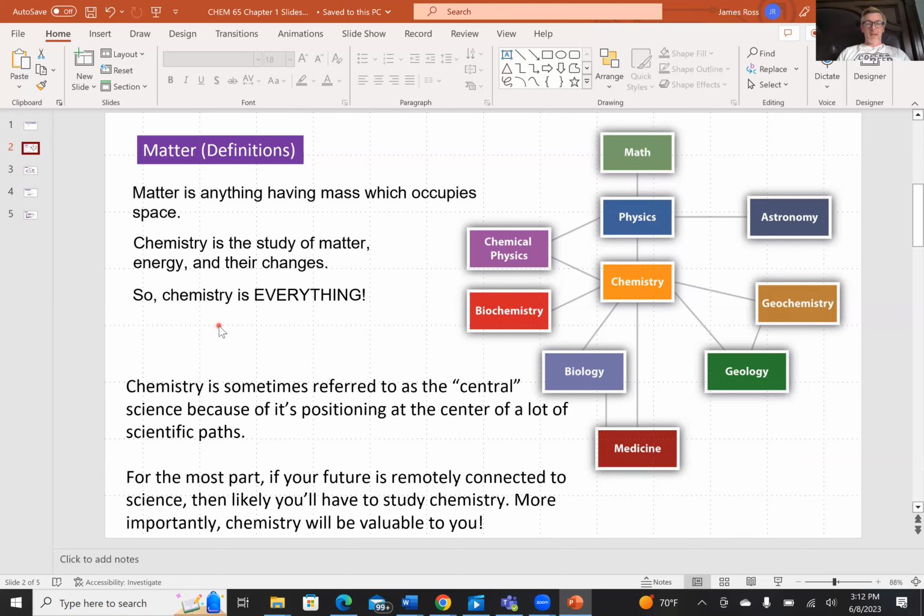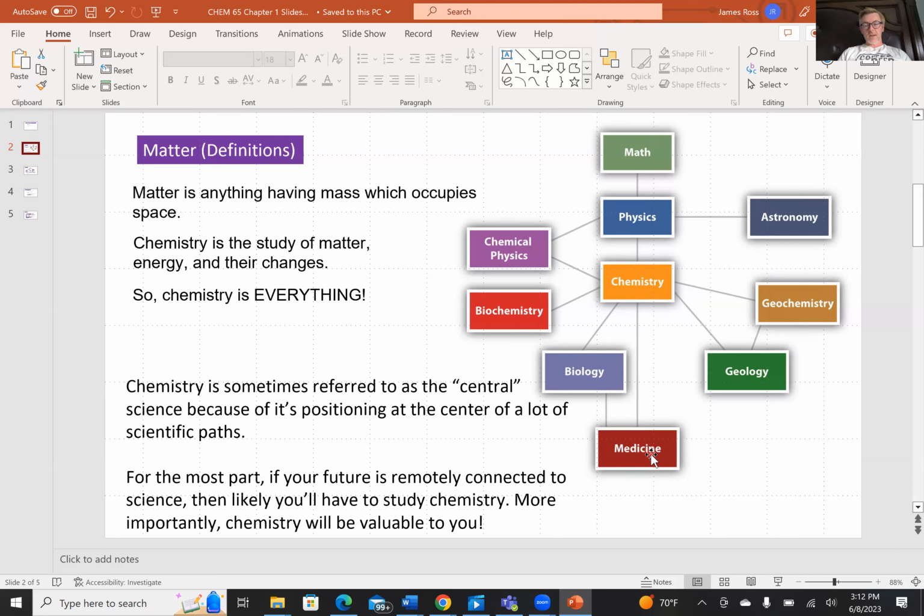And chemists study matter. So chemistry is the study of matter, energy, and their changes. So chemistry pretty much is the study of everything. And that's why, if you look over on the right side, chemistry is located central to many other disciplines. Chemistry is referred to as the central science for this reason. It has a very broad definition. It encompasses a lot of different things.